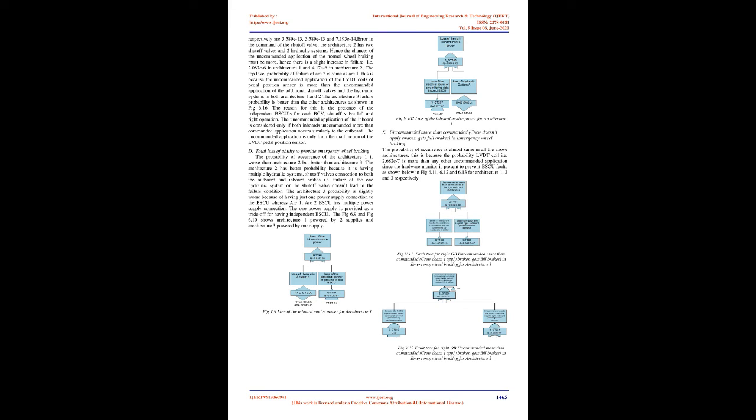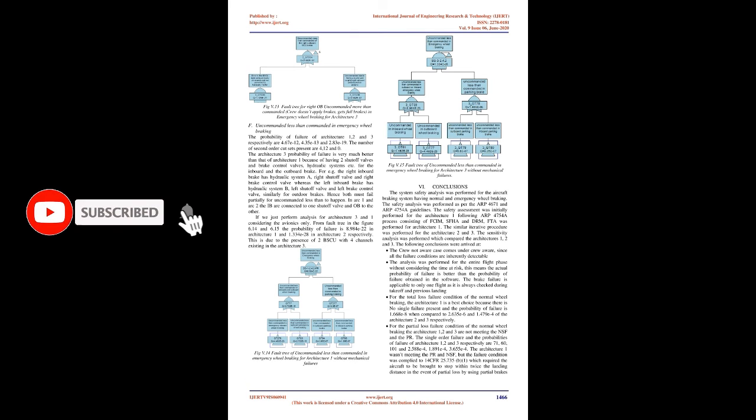D. Total loss of ability to provide emergency wheel braking. The probability of occurrence for architecture 1 is worse than architecture 2 but better than architecture 3. Architecture 2 has better probability because it has multiple hydraulic systems and shut-off valves connecting to both the outboard and inboard brakes, i.e. failure of one hydraulic system or shut-off valve doesn't lead to the failure condition. The architecture 3 probability is slightly worse because of having just one power supply connection to the BSCU, whereas in Arc 1 and Arc 2 the BSCU has multiple power supply connections. The one power supply is provided as a trade-off for having independent BSCUs.